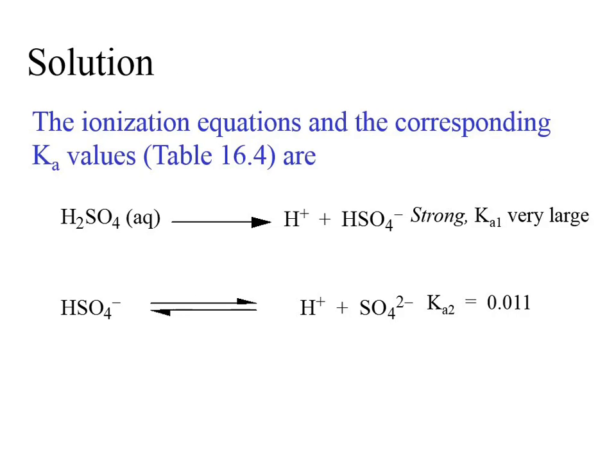This slide is what I put up over there. We have the first ionization of the strong acid, and then we have a certain amount of ionization in equilibrium. HSO4 is acting as a weak acid. It's a pretty strong weak acid though. Remember, the higher the Ka, the more it favors the product side. That's pretty high.